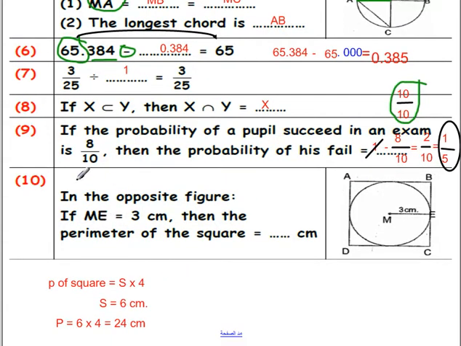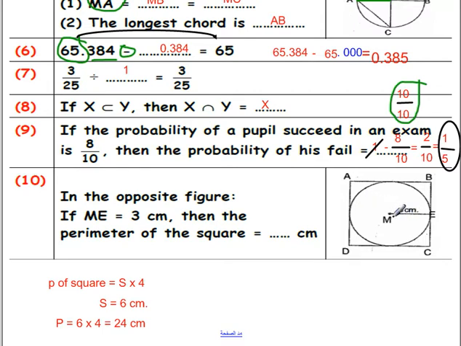Number 10. In the opposite figure, if ME, this is ME, ME is what? Yes, ME is a radius in the circle M. He said that ME equals 3 centimeters. Then the perimeter of the square equals what?